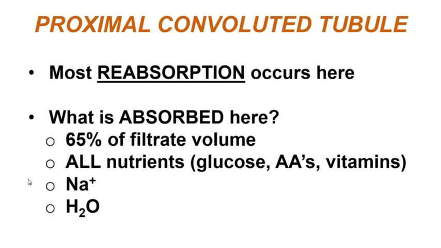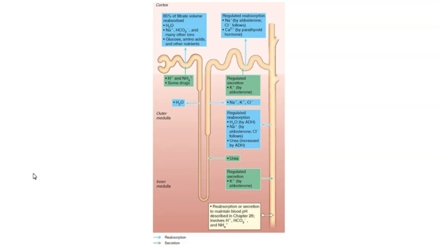When we're dehydrated, there's still a lot of water being absorbed here, so most of the filtrate volume is still collected at the proximal convoluted tubule, even when we're dehydrated. But we also see water absorption taking place in other regions like the collecting ducts when dehydration is taking place.